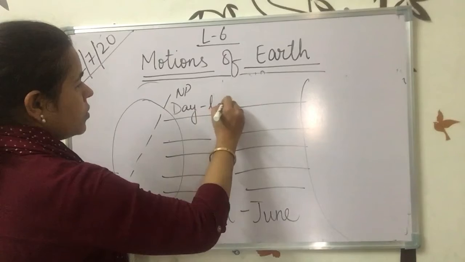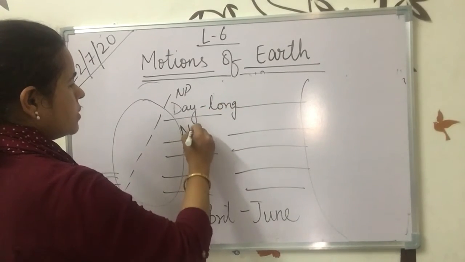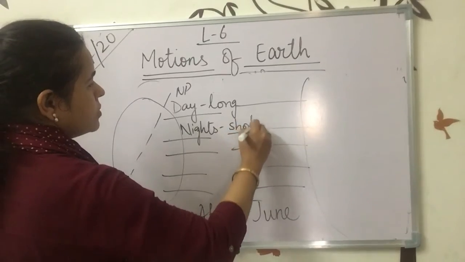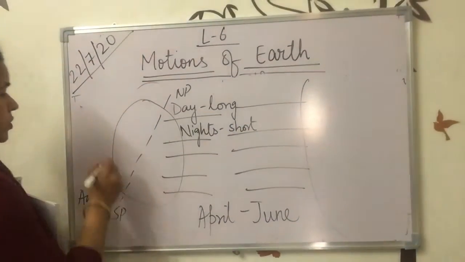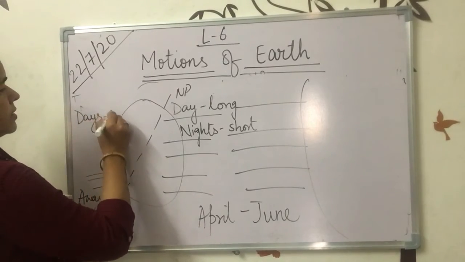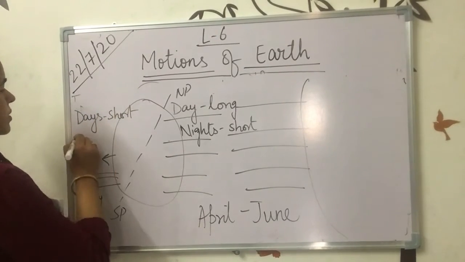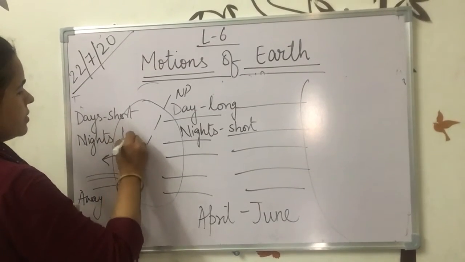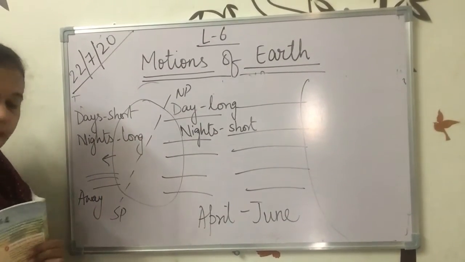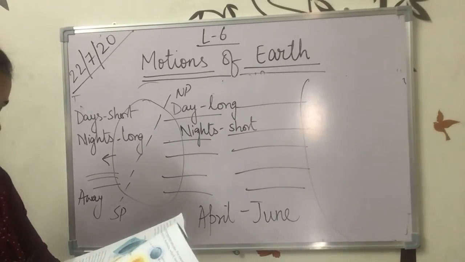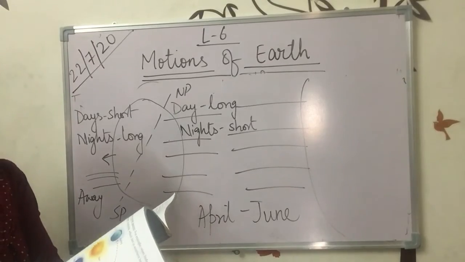Days long, nights short. And on the other side here, days are short, nights are long. Therefore when it is summer in the northern hemisphere, it is winter in the southern hemisphere.